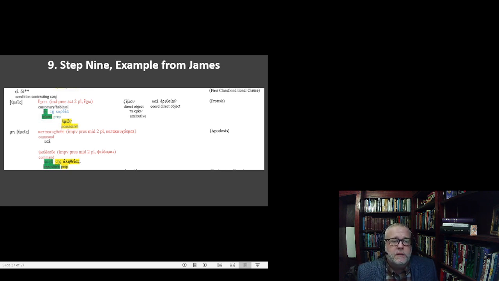That's the standard that you want to use when you're identifying parts of speech here. The second verb down is imperative, present middle, second plural. And then I've supplied the root. It means it is a command in this case. So the imperative is functioning as a command. And the next imperative is also functioning as a command. So we mark the keywords as to what they're doing in our clause structure.